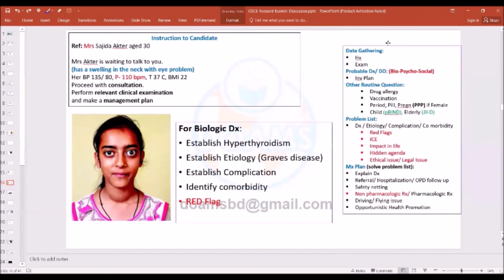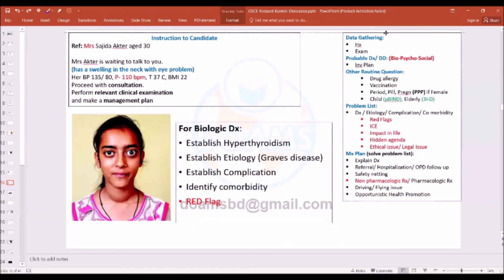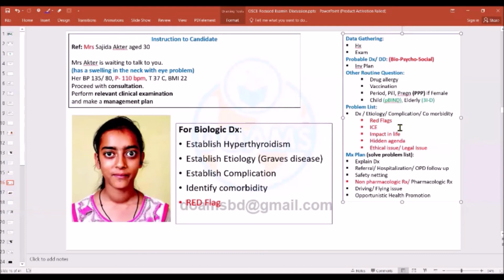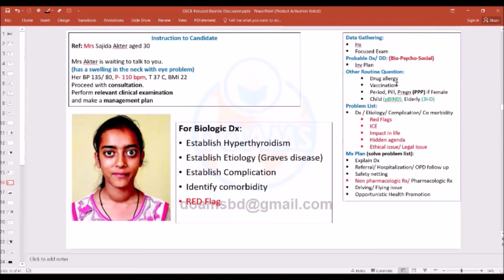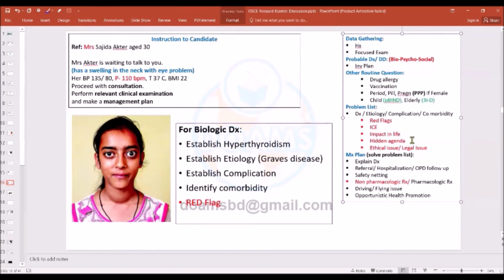Here in the down, you see in the right side. This is our developed device for you. This is the checklist. Actually, we are telling it is a focused examination. We corrected in other slide, not here, doctor. Focused examination. So other part, drug allergy, vaccination. If it is a female, pill, pregnancy, it may not be directly relevant with your diagnosis, but it is a routine we have to complete. Impact in daily life, hidden agenda, okay, up to this.